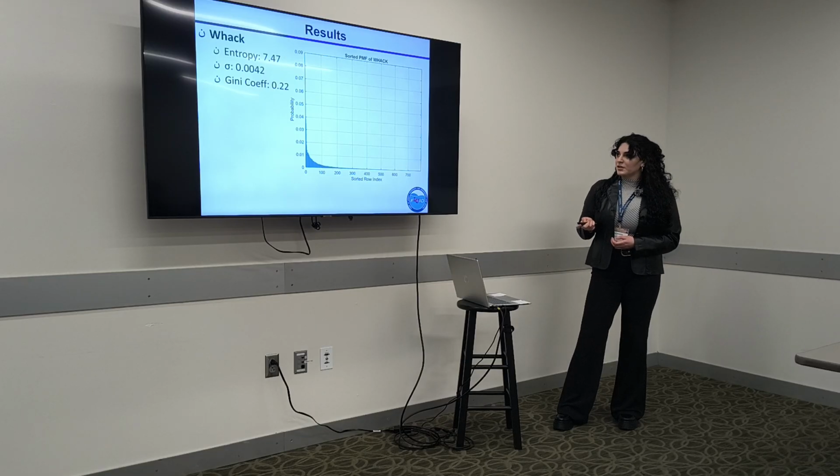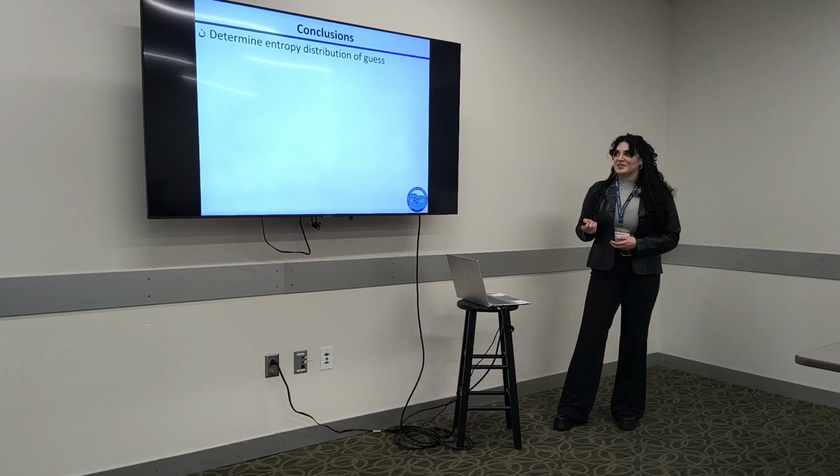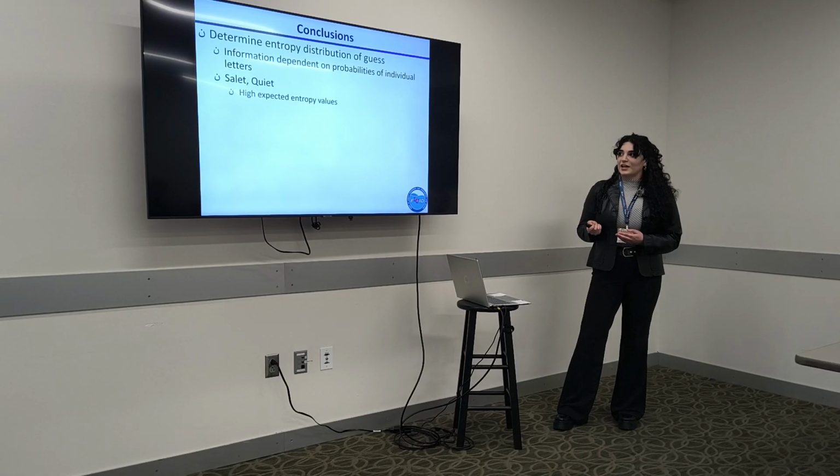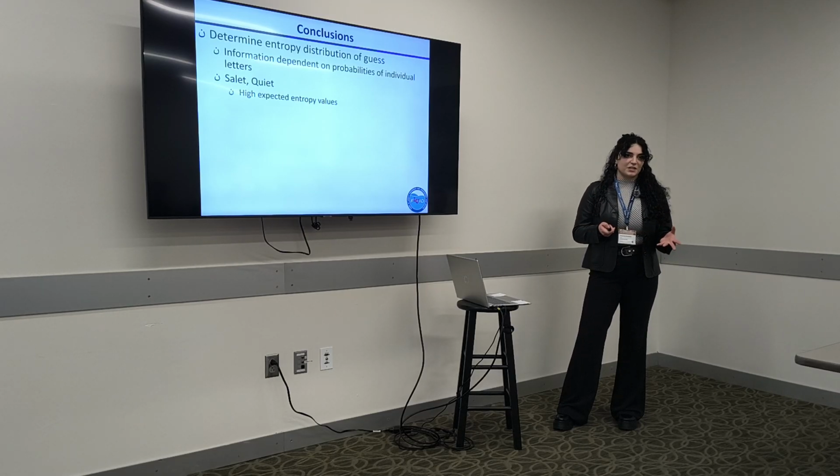So the conclusions of this project were that we determined the entropy distribution of guesses by calculating the expected value of the letters. The information of each of the words is dependent on the probabilities of individual letters. Salad and quiet both had high expected entropy values, which was expected based on the probability of the letters occurring in the words. And therefore, they're better exploratory guesses. They're better to use to begin a game of Wordle with.